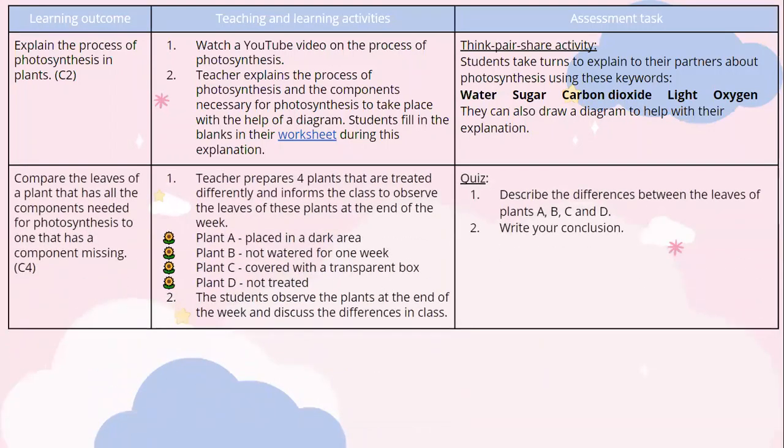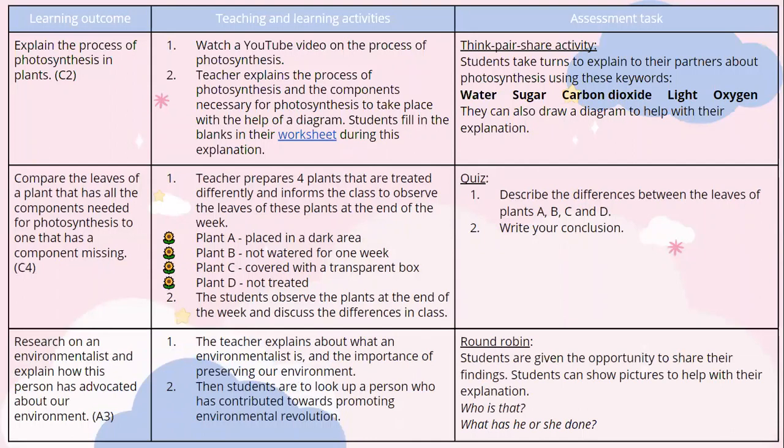The second LO is to compare the leaves of a plant that has all the components needed for photosynthesis to one that has a component missing. This belongs in the cognitive domain in level 4 analysis. To achieve this LO, the teacher prepares 4 differently treated plants for students to observe over a week. To assess this LO, the students need to describe the differences between the leaves of the 4 plants and write a conclusion.